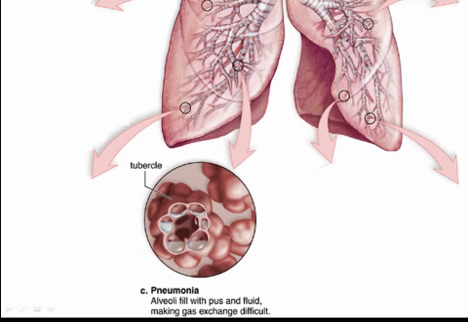Pneumonia is an active infection. This could be a viral or a bacterial infection all the way down in the alveoli. So those alveoli are going to fill with fluid, with pus, with mucus, and that is going to make gas exchange across the respiratory membrane very, very difficult. Normally, pneumonia does require some type of antibiotic therapy to eliminate the pathogen.